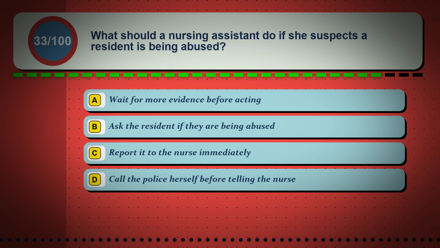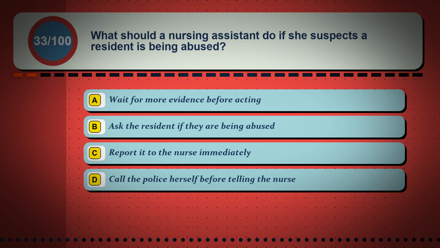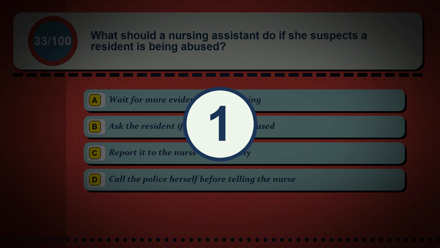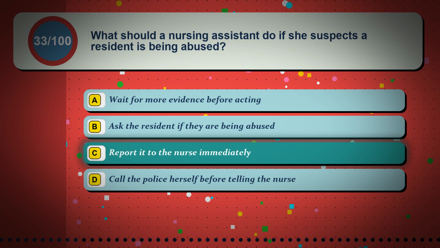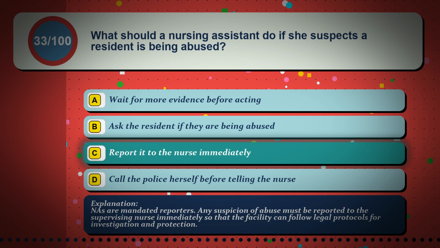Question 33. What should a nursing assistant do if she suspects a resident is being abused? Option A. Wait for more evidence before acting. Option B. Ask the resident if they are being abused. Option C. Report it to the nurse immediately. Option D. Call the police herself before telling the nurse. The correct answer is option C. Report it to the nurse immediately. NAs are mandated reporters. Any suspicion of abuse must be reported to the supervising nurse immediately so that the facility can follow legal protocols for investigation and protection.